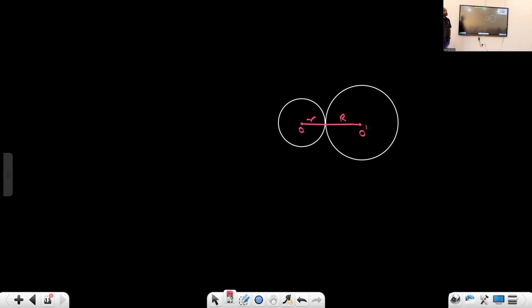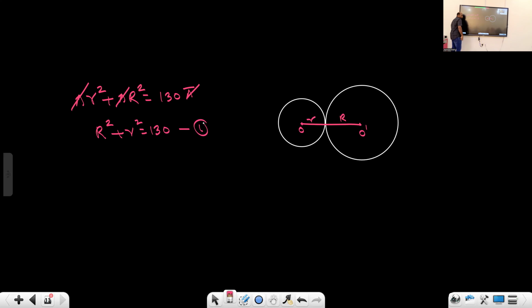Let r be the radius of the smaller circle and capital R be the radius of the bigger circle. What is given? The sum of their areas is given. The first circle's area is pi r square. The second circle's area is pi capital R square. The sum given is 135. What can we cancel throughout? Pi and pi cancel. So we get r square plus R square equal to how much? 130. Equation number 1.